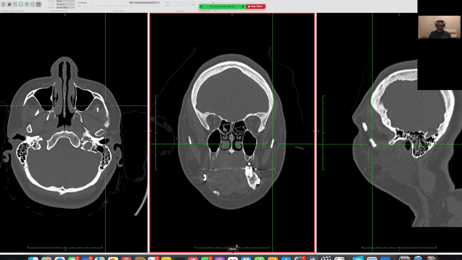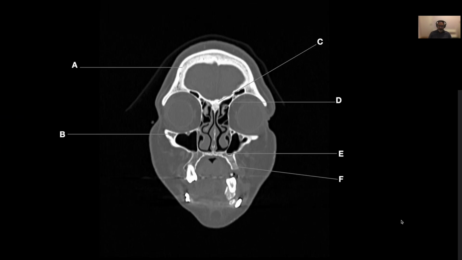Let's keep going. Oops, no, it's this one. Okay, yes. Now we're further up in the head. A is still the frontal bone. This is a bone which this sinus is of. No, frontal sinuses are here. Maxilla, correct.